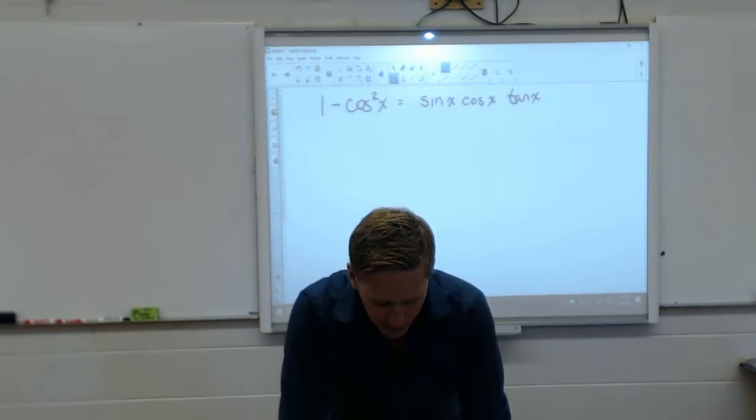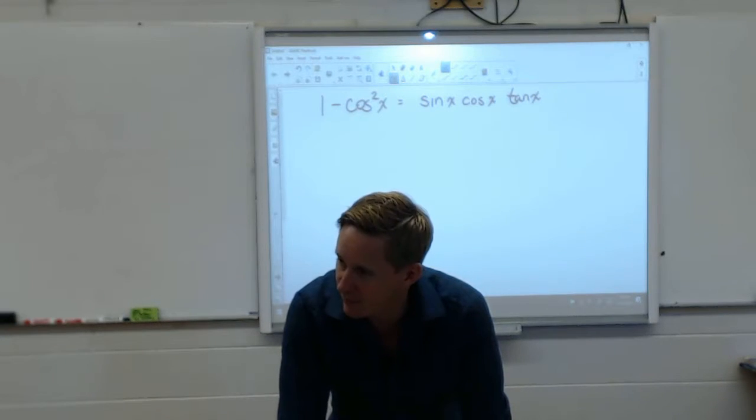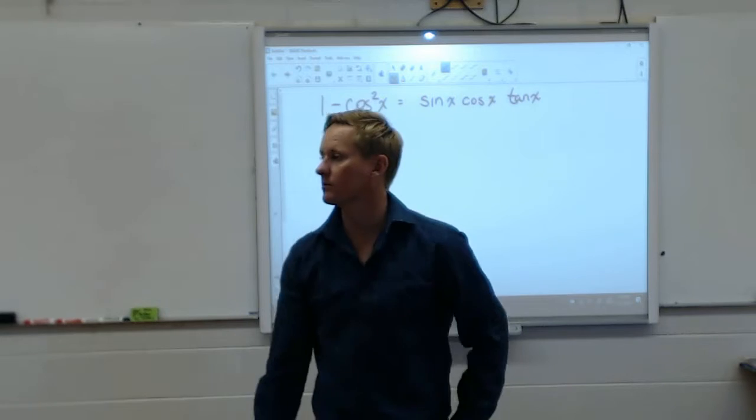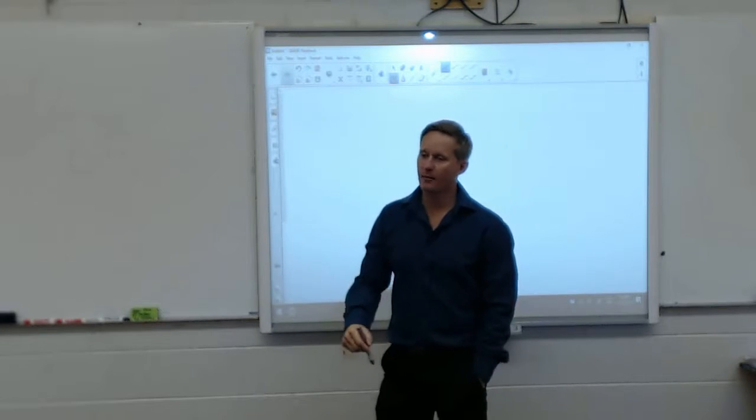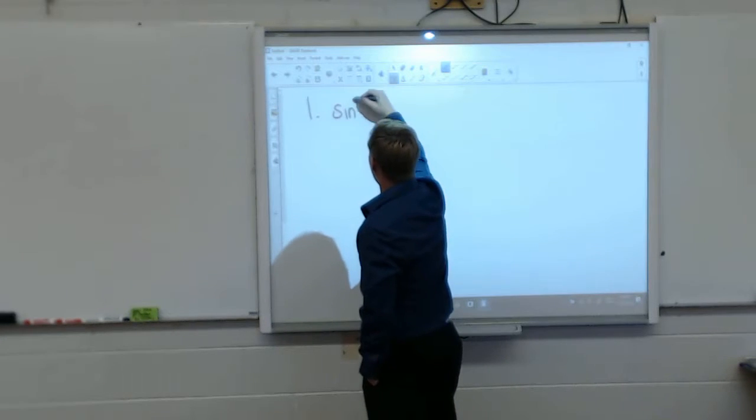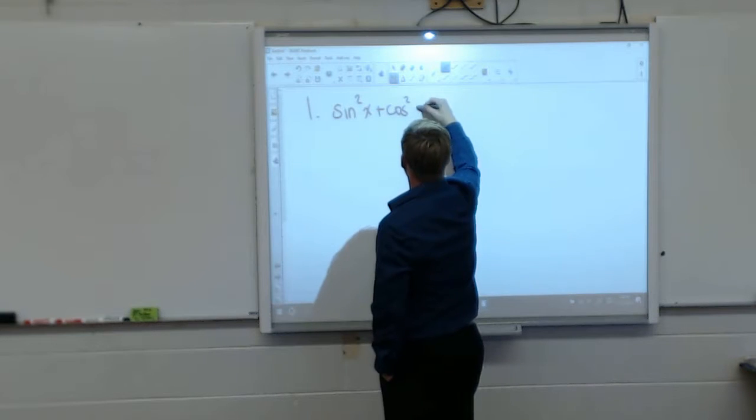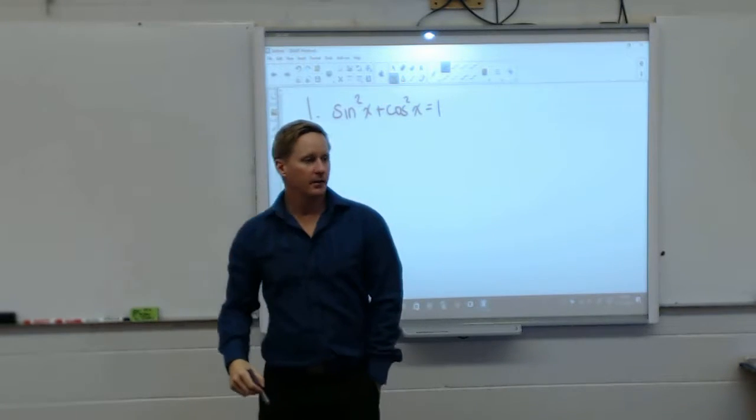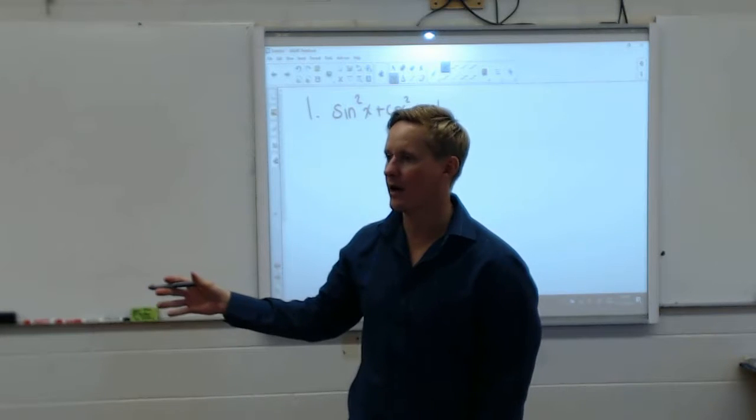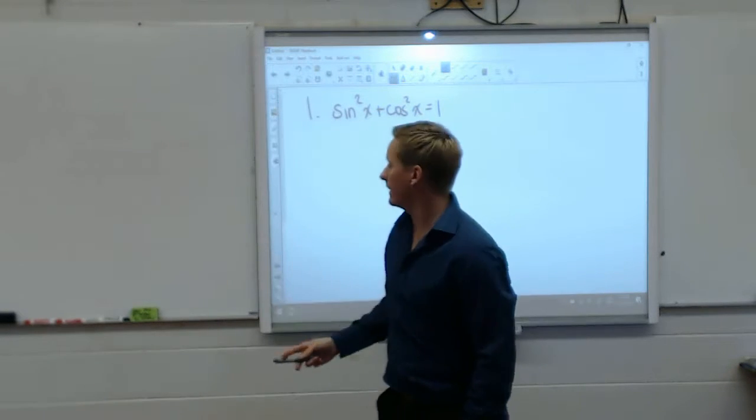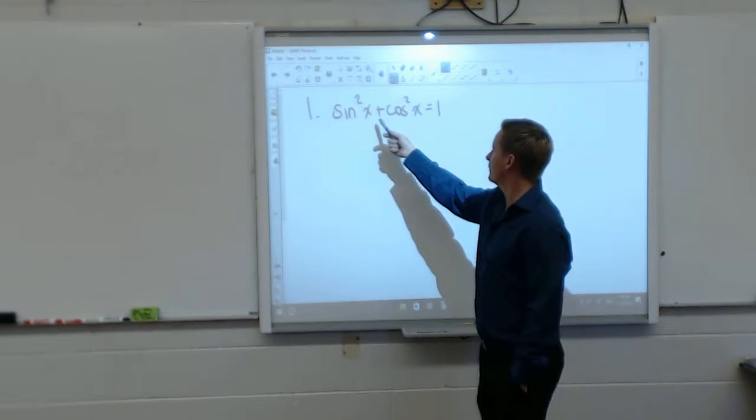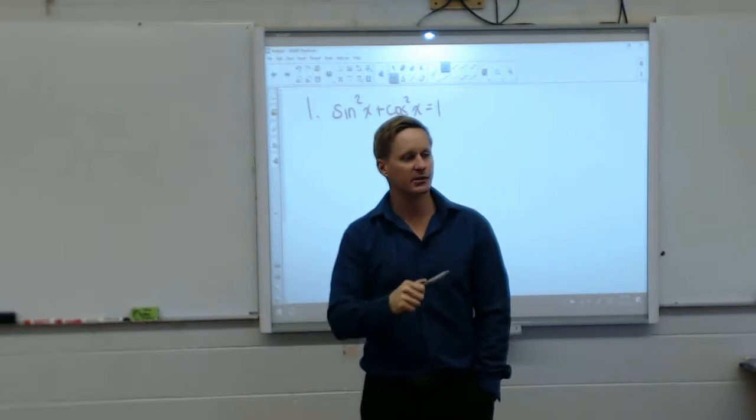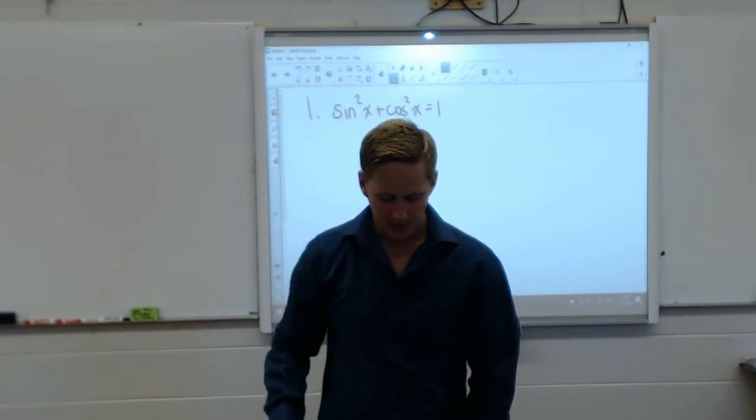Use known identities to make substitutions. If a quadratic is present, consider the Pythagorean identity first. There's your first thing to look for. The number one thing is sine squared x plus cos squared x is equal to 1. If you have a quadratic inside of the equation, more than likely you're going to convert it using this. So if you wanted cos squared x, you would make it 1 minus sine squared x. If you want sine squared x, you make it 1 minus cos squared x.